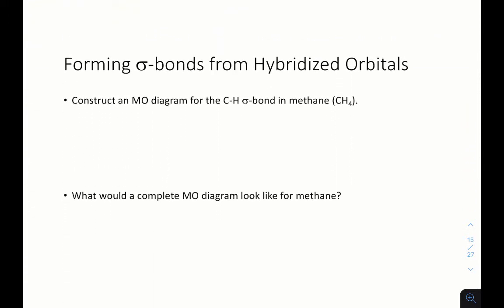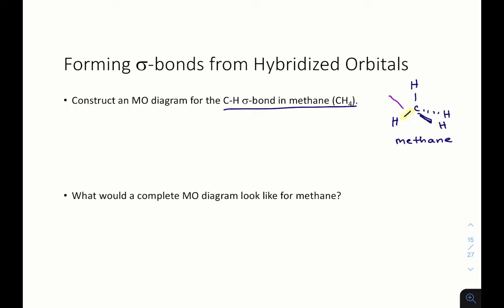We have practiced forming sigma bonds from s orbitals, but fortunately or unfortunately, we're not going to be discussing the hydrogen molecule very much in this class. We will, however, be discussing molecules based in carbon, right? And lots of them. So let's construct a molecular orbital diagram for the CH sigma bond in methane. It may help to draw methane.